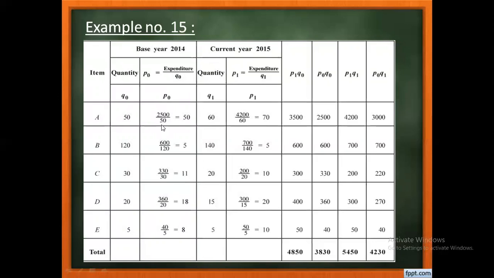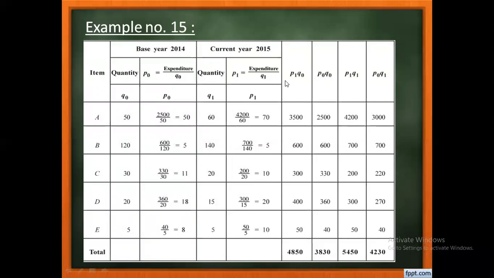So 2500 divided by 50 is 50, 600 divided by 120 is 5, 330 divided by 30 is 11, 360 divided by 20 is 18, and 40 divided by 5 is 8. Similarly, Q1 is given for P1, expenditure divided by Q1. So 4200 divided by 60 is 70, 700 divided by 140 is 5, 200 divided by 20 is 10, 300 divided by 15 is 20, and 50 divided by 5 is 10.